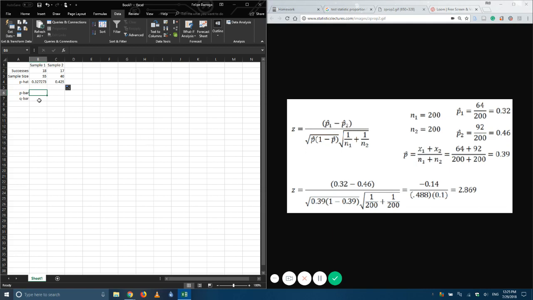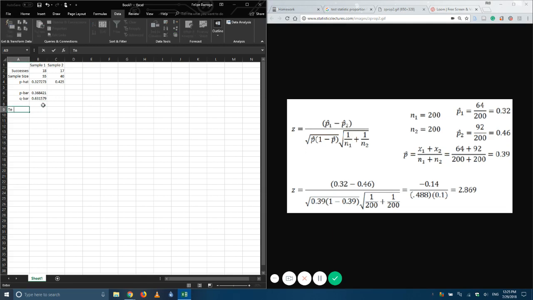Okay, so this is where using parentheses is going to be important. So we'll add the successes together, and we'll divide that by the sample sizes added together. Okay, that's for this portion right here. For this part, we just subtract this value from 1. That's that.